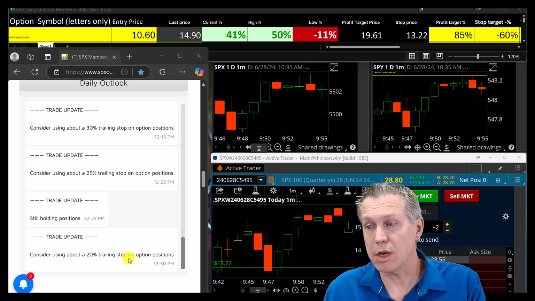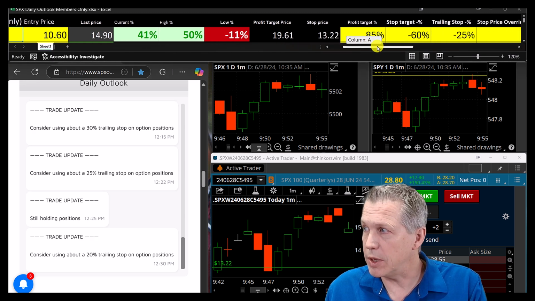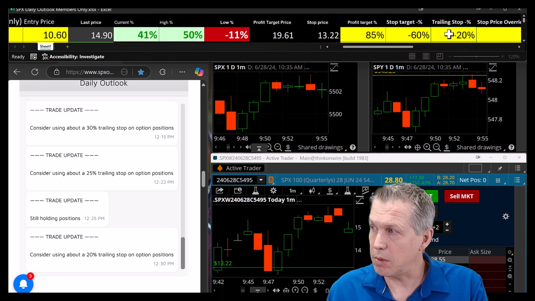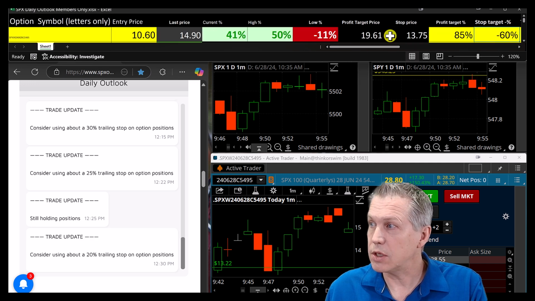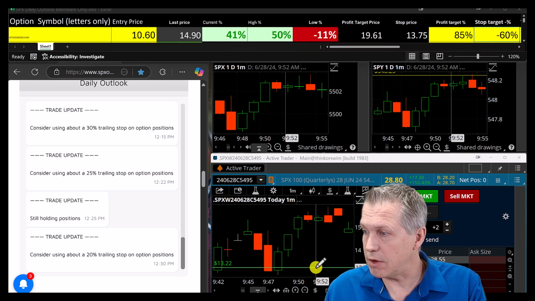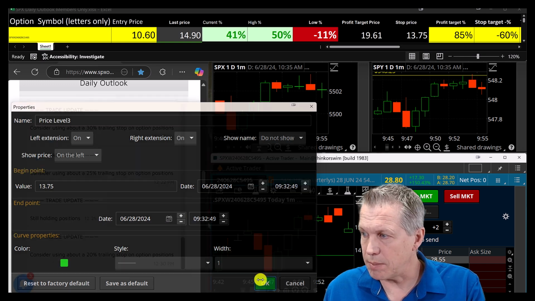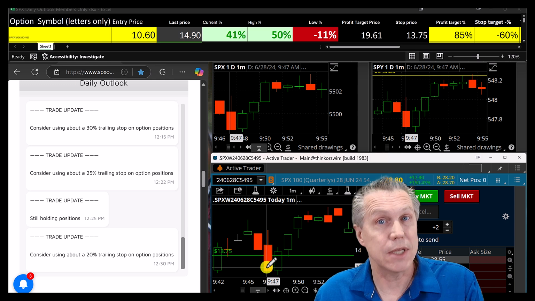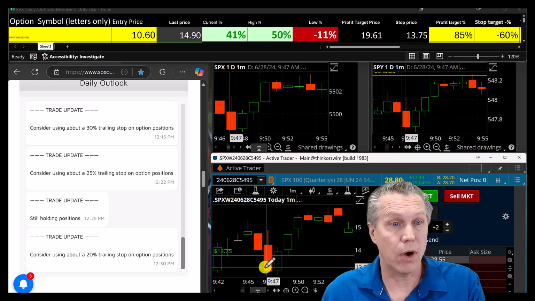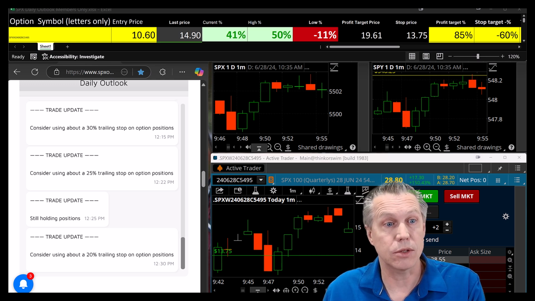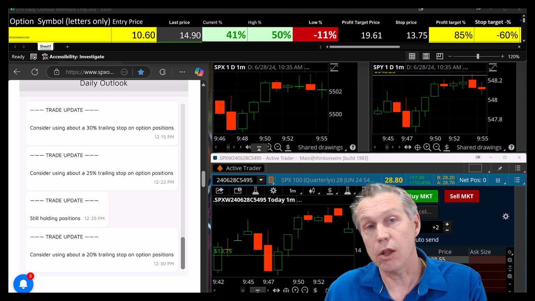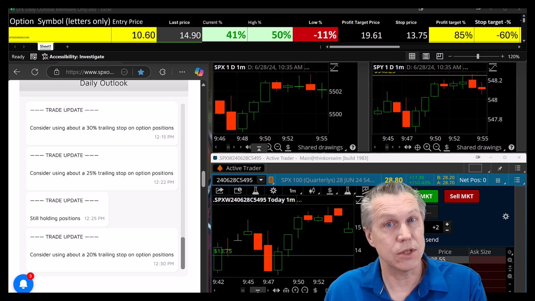There was just an update on our daily outlook. We said consider using about a 20% trailing stop. And so we want to adjust our trailing stop here. So we come up to our Excel spreadsheet. We put -20. That's going to give us a stop price of $13.75. So once again, since we are using a line, we're going to change that price to give us an easy representation there of what we're looking for if the price were to drop on us. Okay, we're going to jump ahead a little bit further, jump ahead another 5 minutes and see what develops on this day.